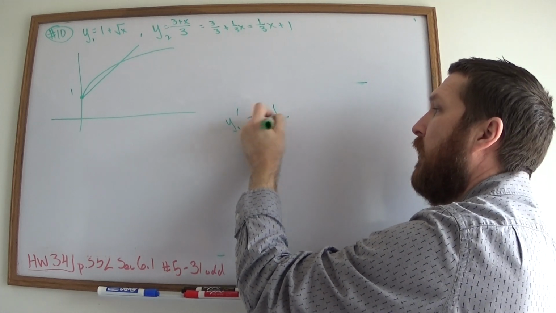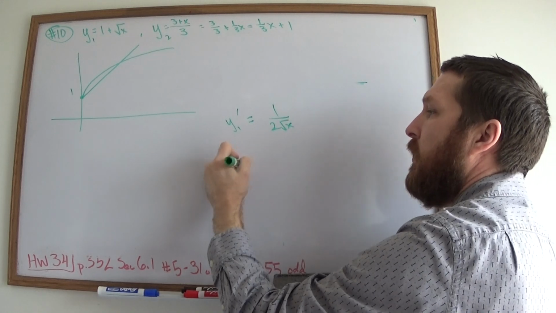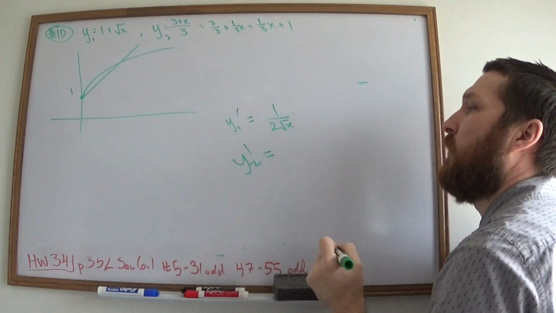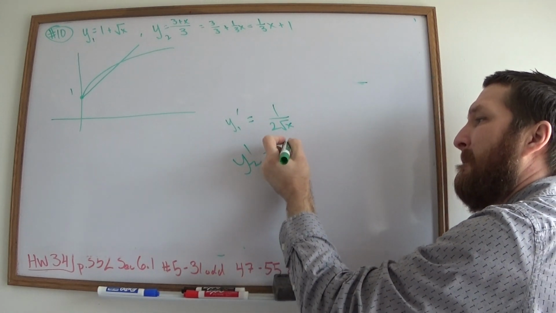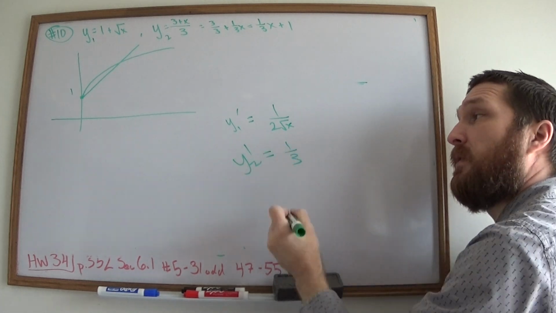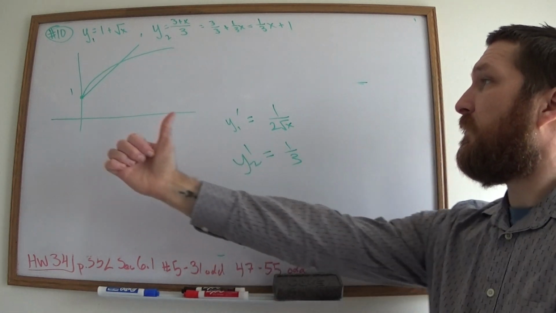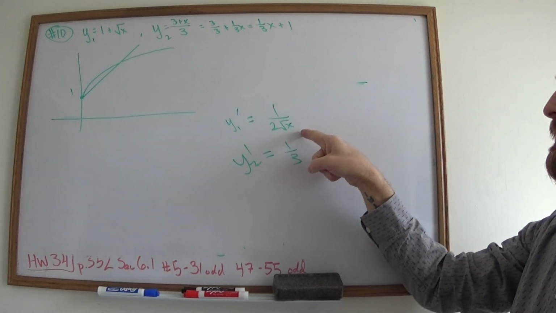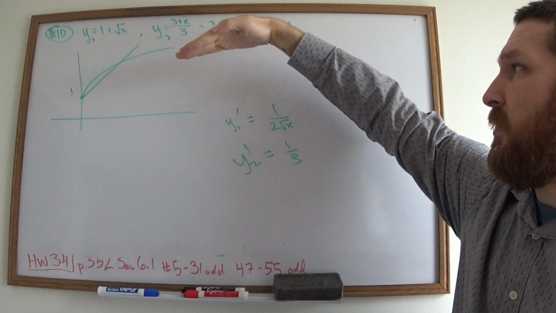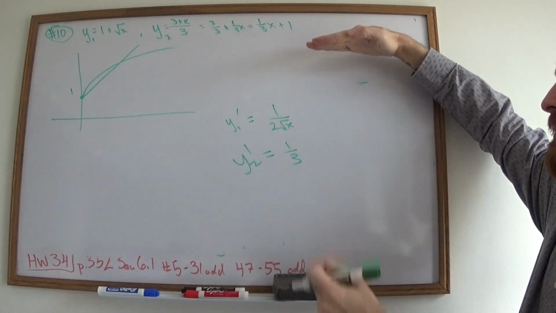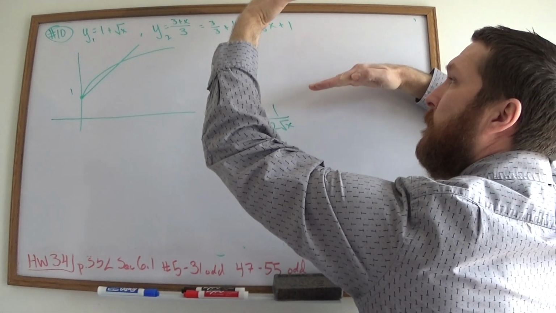y1 prime is 1 over 2 root x. y2 prime is equal to what? Just 1/3. So as we go further this way, this slope gets smaller and smaller, while this one's always 1/3.